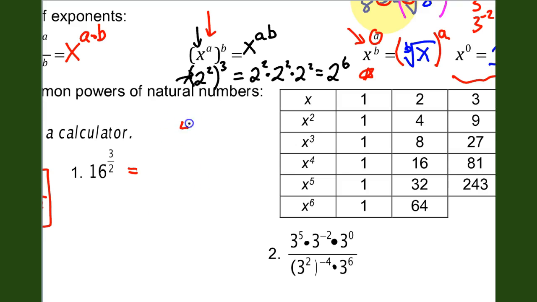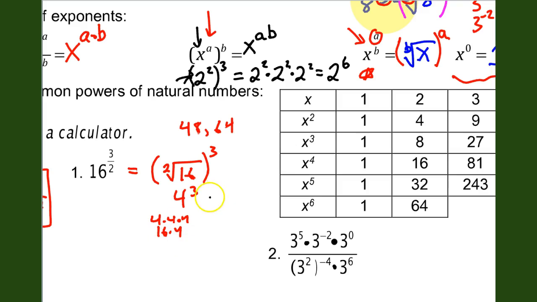What? 48? 64? Which one? 64? Okay, so we have the square root of 16 and raise that answer to the third power. So that's 4 to the third power, which is, of course, 4 times 4 times 4. 4 times 4 is 16, and then 16 times 4, 16 times 3 is 48. So very close. Lots of room for little errors, just be very careful.